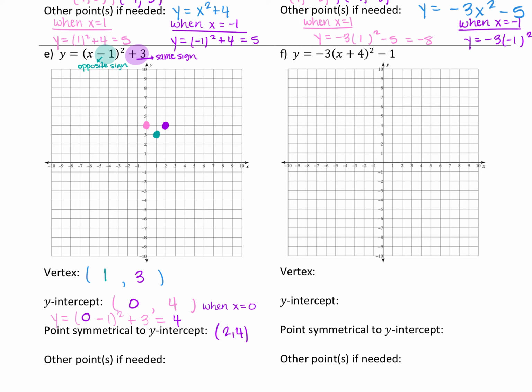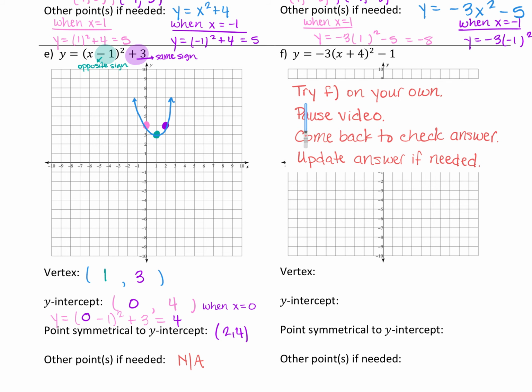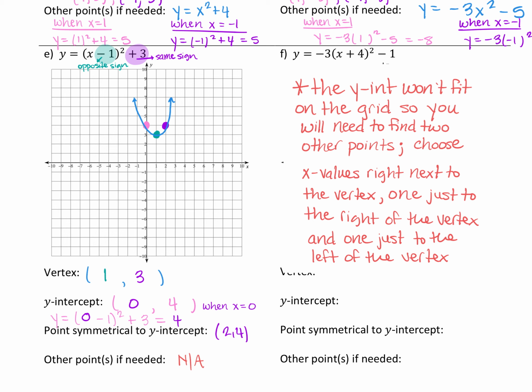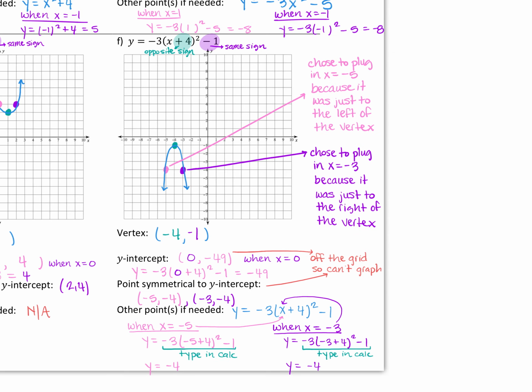And since we have 3 points already, we don't need other points, so you can just say we don't need it, not applicable. And then don't forget to graph it using a U. I want you to now try example F on your own, then come back to check your answer. Go ahead and pause the video now. All right, these are what the answers end up looking like and what our parabola looks like.